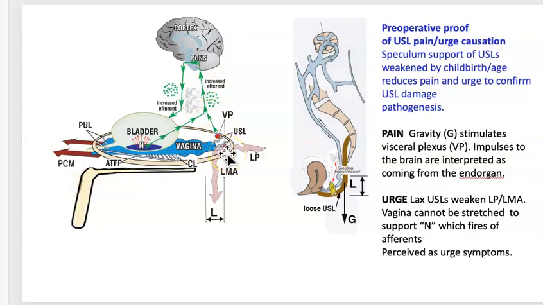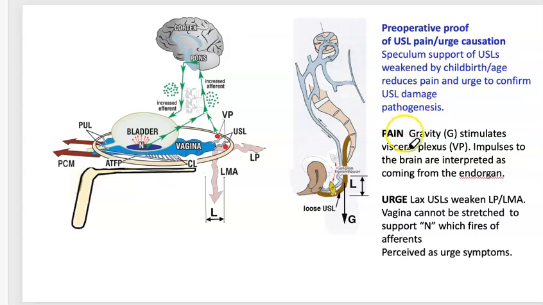Now, you can test for this. If you have a patient with urgency or chronic pelvic pain, if you put a speculum in gently, you can mechanically support the uterosacral ligaments, and it will, in 70 to 80% of the time, improve the symptoms of pain and urgency. So this is preoperative proof of uterosacral pain and urge causation. The speculum support of the uterosacral ligaments, which are weakened by childbirth and age, reduces pain and urge to confirm uterosacral damage. That's the pathogenesis.